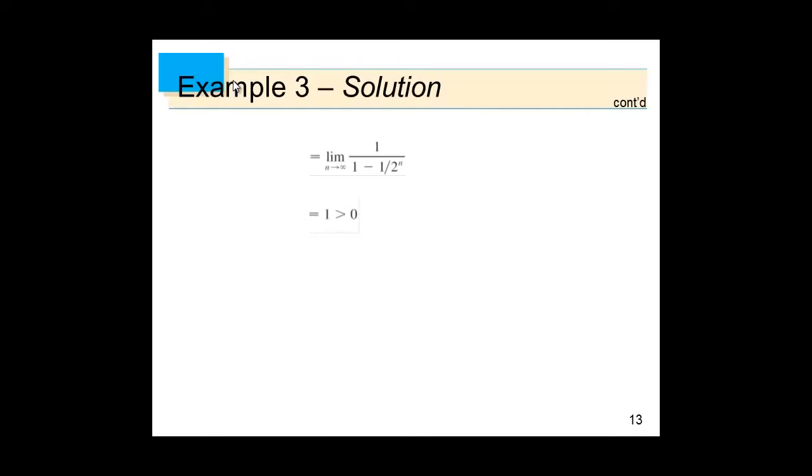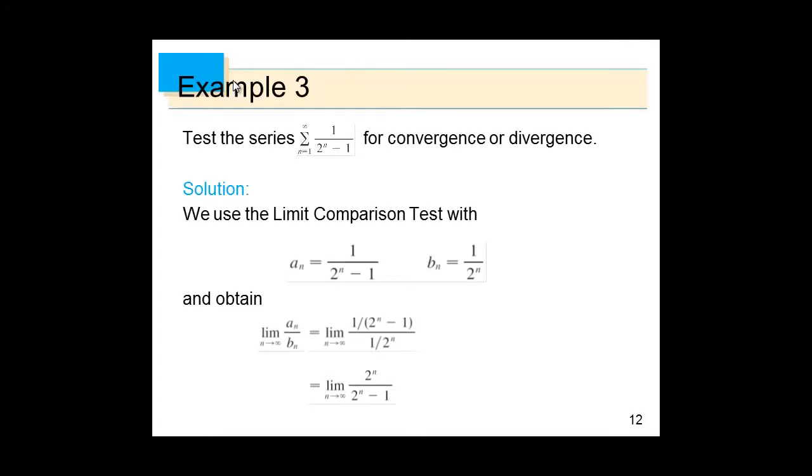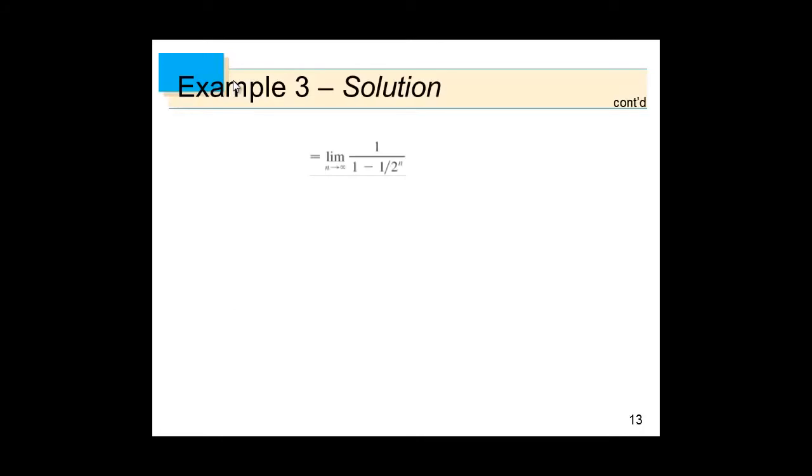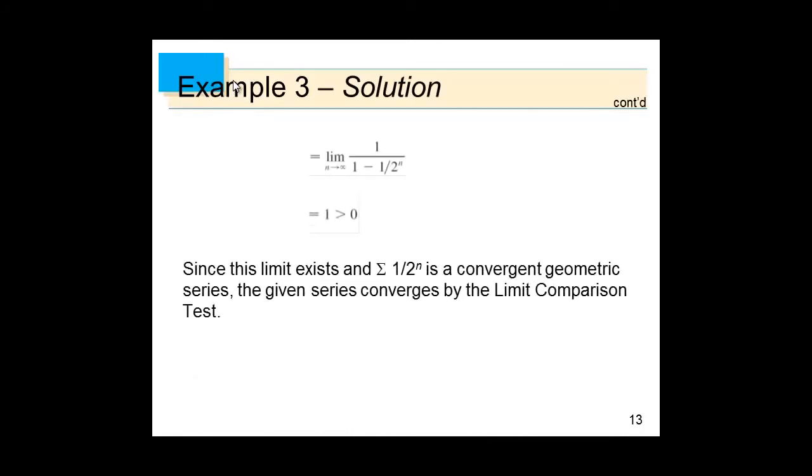And since the limit is 1 and it's greater than 0, we can say that we compared our series with the series 1 over 2 to the n. So by the limit comparison test, either both series converge or both of them diverge. Since one of them converges, the other one should be converging as well. So now we could say that by using the limit comparison test, the series that we have in hand is convergent because the other one is a convergent geometric series. Did that make sense?